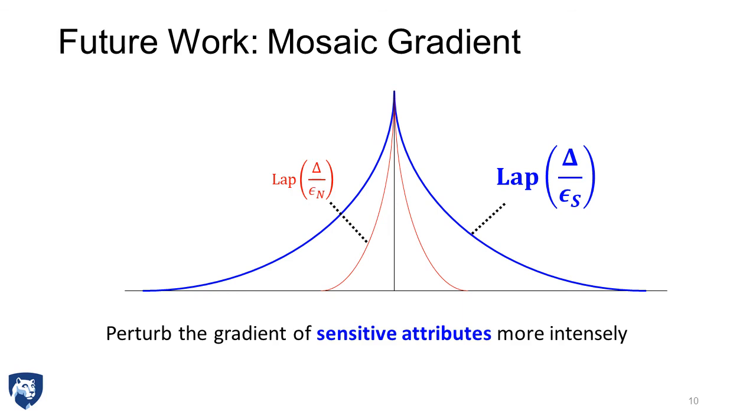Therefore, future work will entail developing a Mosaic gradient method that perturbs the gradient of sensitive attributes more intensely than the gradient of non-sensitive attributes.